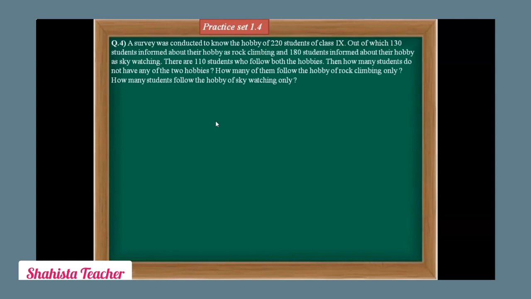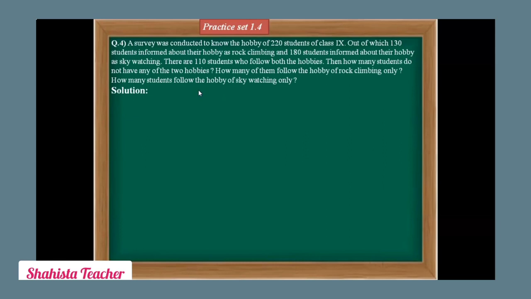So here we will write: let A be the set of students who follow the hobby of rock climbing, and let B be the set of students who follow the hobby of sky watching. So for rock climbing set A, and for sky watching set B. Okay. So here we will write solution.